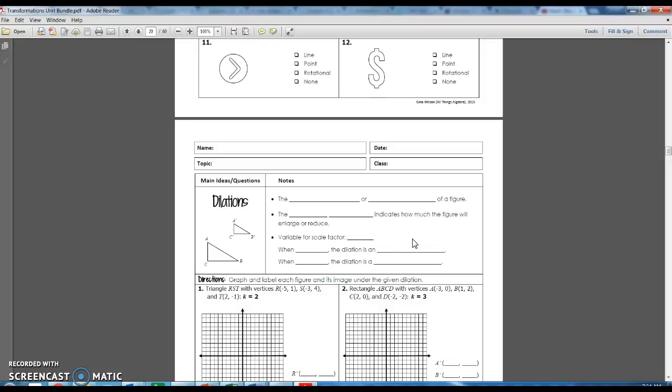When k is bigger than 1, so you can say k greater than 1 right here, the dilation is an enlargement. Enlargement means bigger, right? When k is less than 1, the dilation is a reduction.